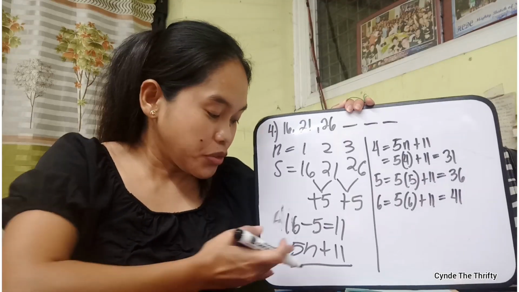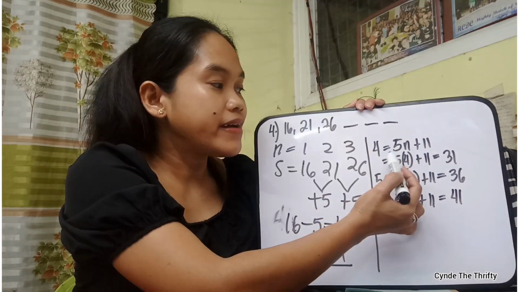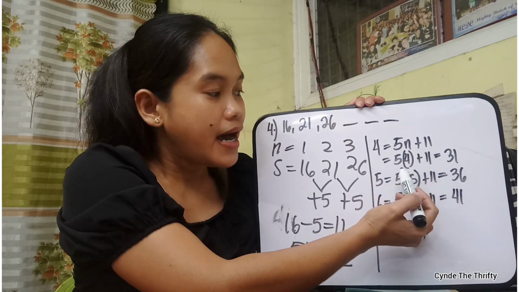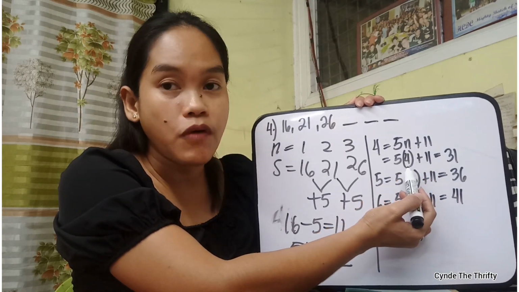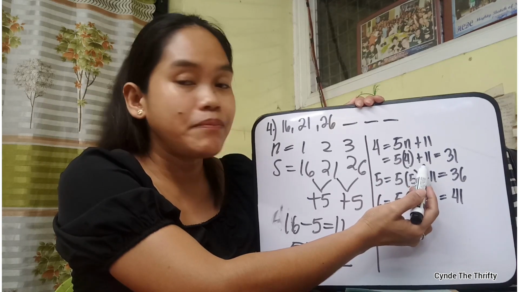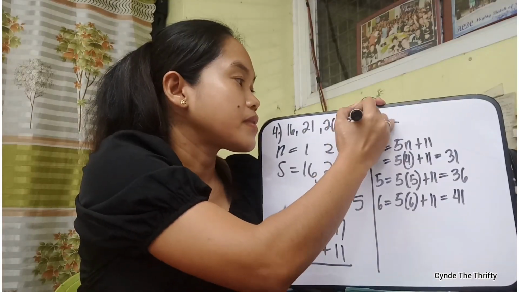So, ayan, gamit ang nth rule na 5n plus 11. Ano yung ating pang fourth term? So, 4 is equal to 5n plus 11. Ano yung term na hinahanap natin? 4. So, ibig sabihin si n is replace natin ng 4. So, 5 times 4 equals 20 plus 11 equals 31. Ibig sabihin ang ating fourth term is 31.